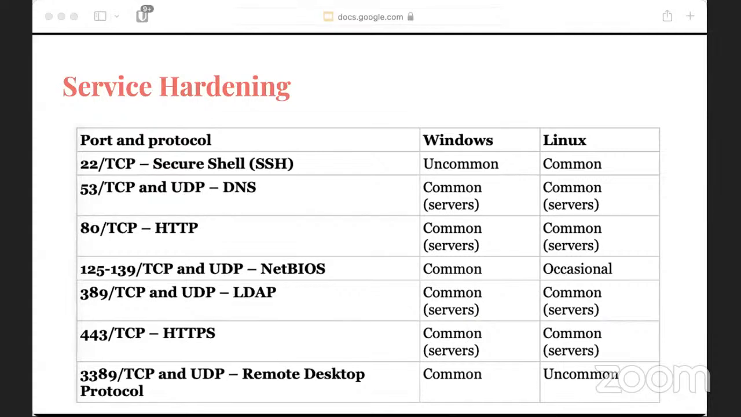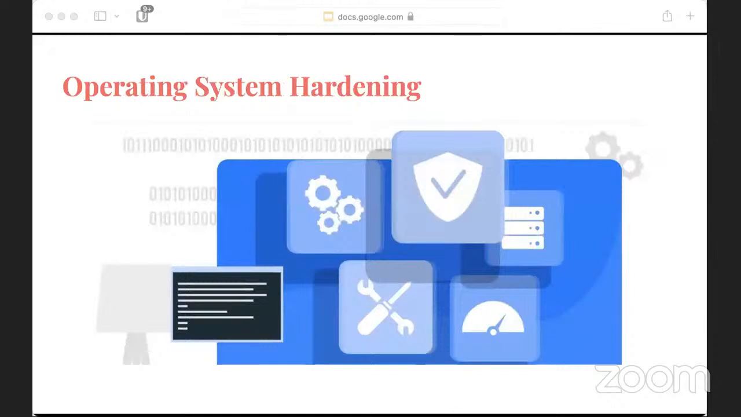And speaking of services, here are a few that are commonly or uncommonly used. For example, there really should be no reason why remote desktop is used in either Windows or Linux. If you absolutely need it, then put it behind a firewall, put it behind a VPN, find a way to secure it because RDP is horribly insecure. Speaking of hardening operating systems, there is a CIS benchmark that I linked in the lecture notes that you can use.